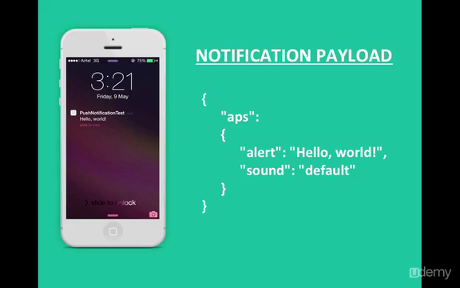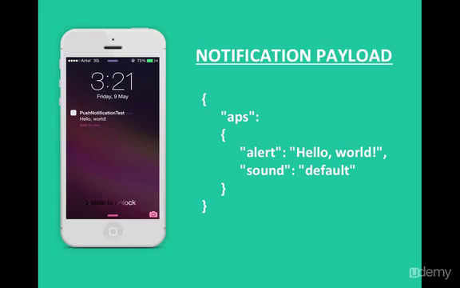If the target application is not running when the notification arrives, the alert message, sound, or badge value is played or shown. If the application is running, the system delivers the notification to the application delegate as an NSDictionary object. The payload for a simple message looks like this.